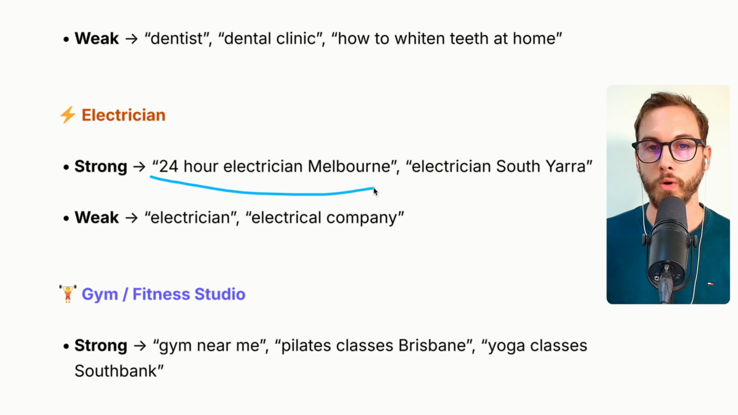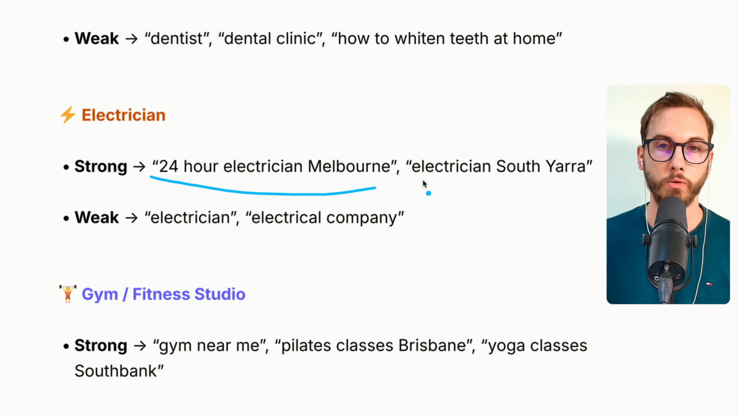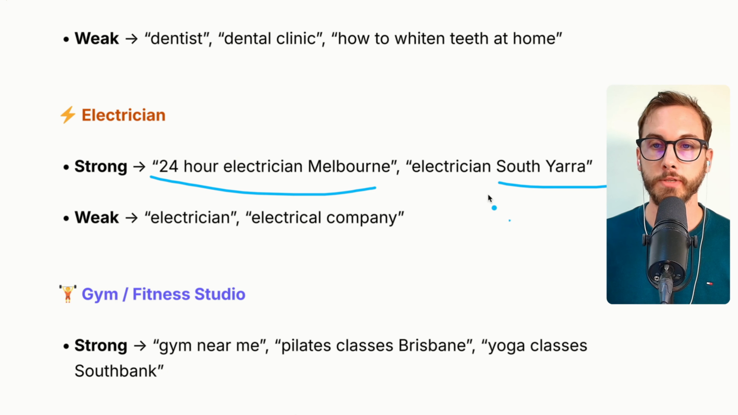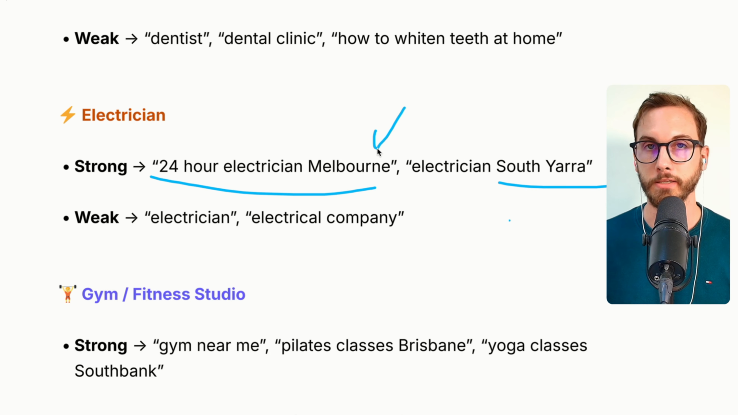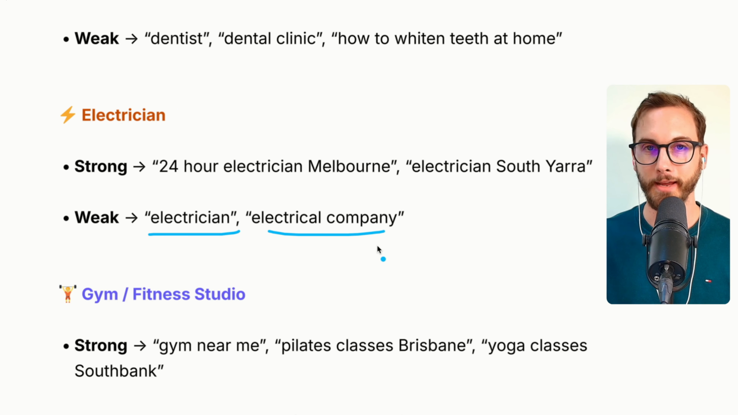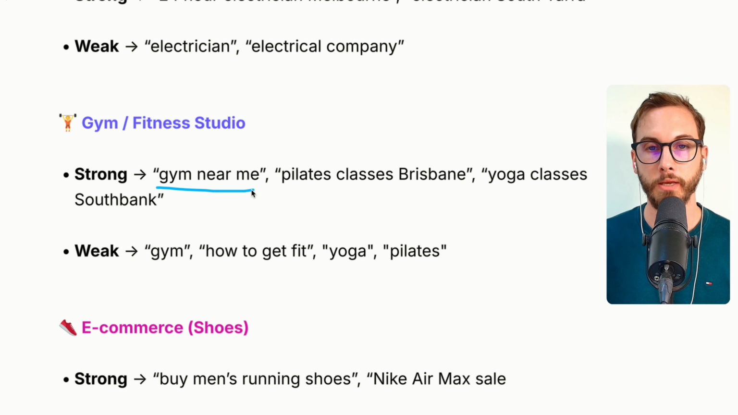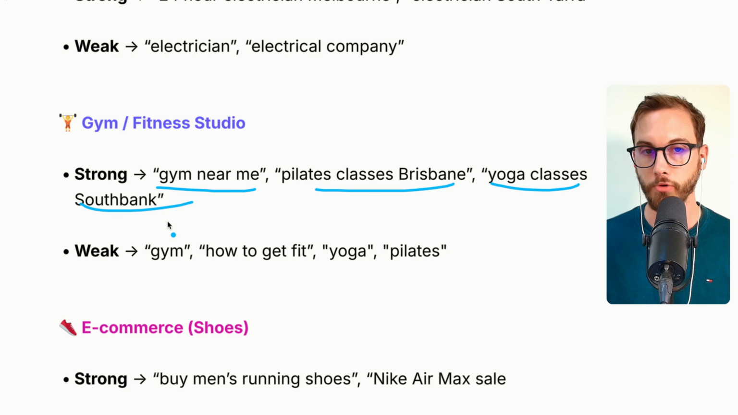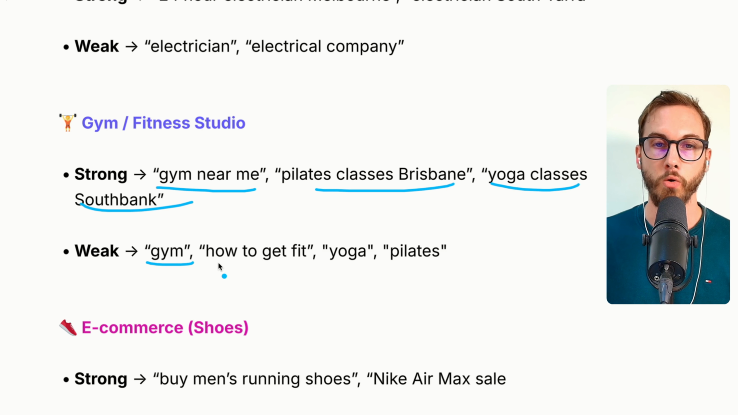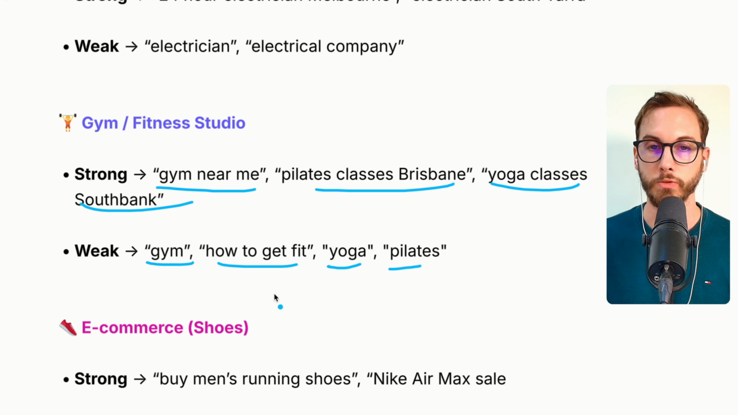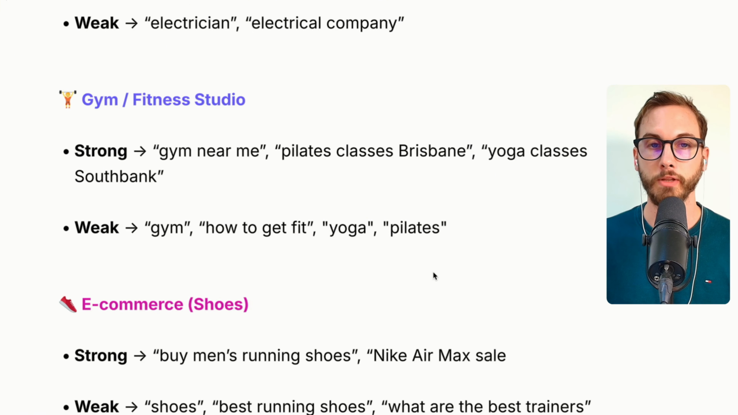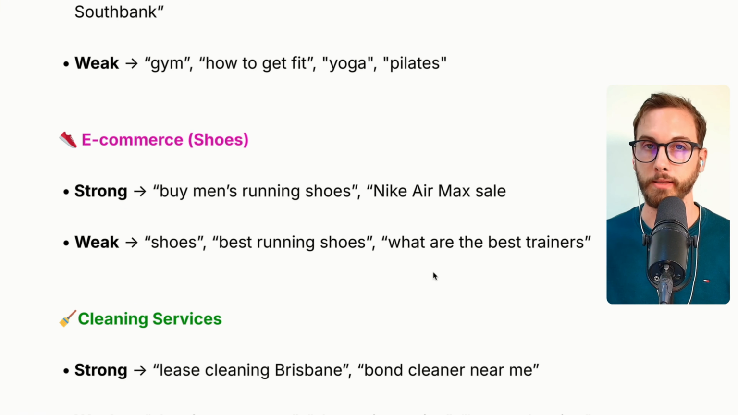Electrician, we've got 24-hour electrician Melbourne or electrician South Yarra. Using the actual suburb or city is a really strong signal. Whereas just saying electrician or electrical company, it could mean different things. The intent is unclear. Gym near me, or Pilates classes Brisbane, or yoga classes South Bank, they're really stronger signals than just using gym or how to get fit or yoga or Pilates, which are weak signals. They're not really good in terms of NLP or LSI.